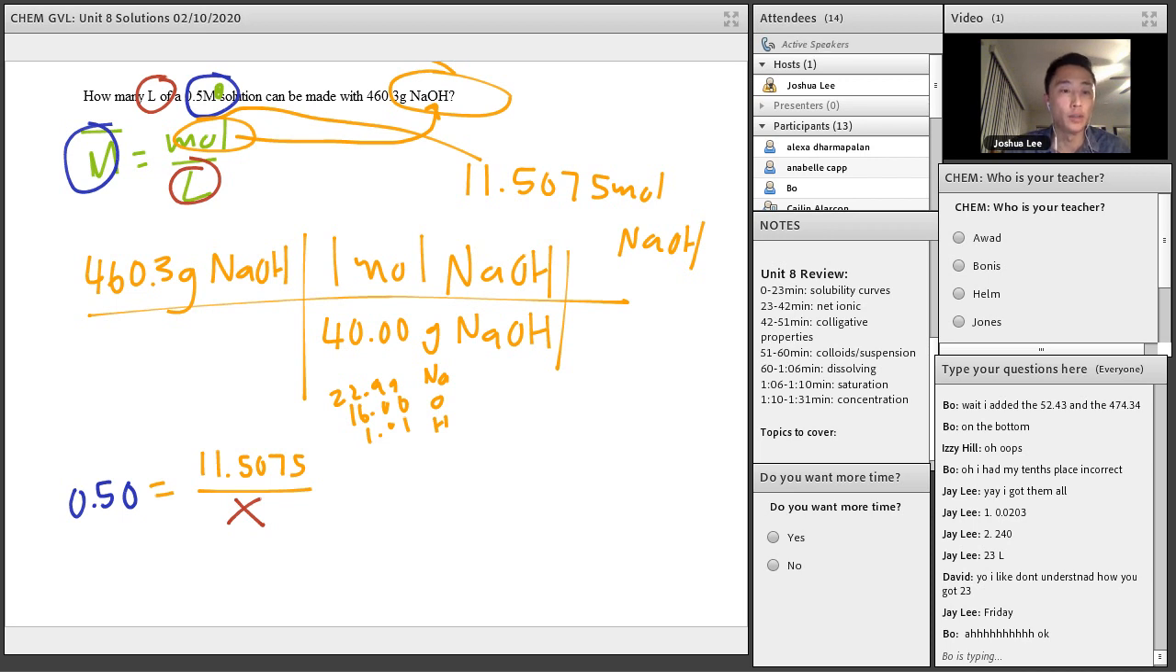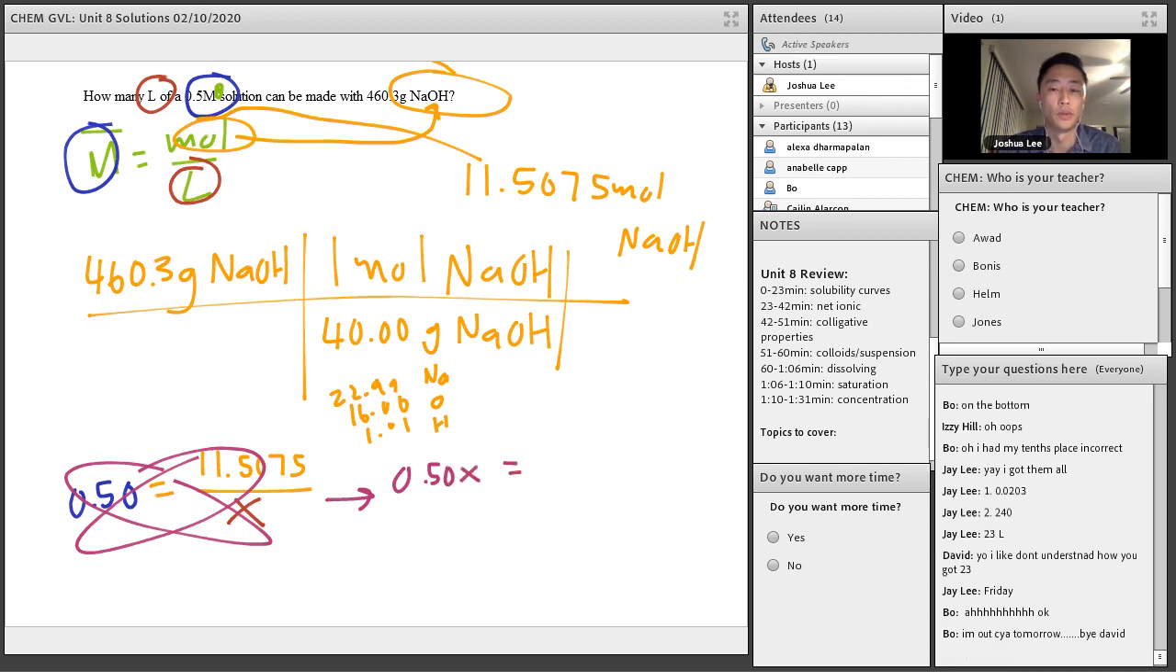Then at this point, you're really just cross multiplying. So then this becomes 0.50x equals 11.5075. And then you divide both sides by 0.5. So x would then equal 23.015, but with 2 sig figs, 23 liters.